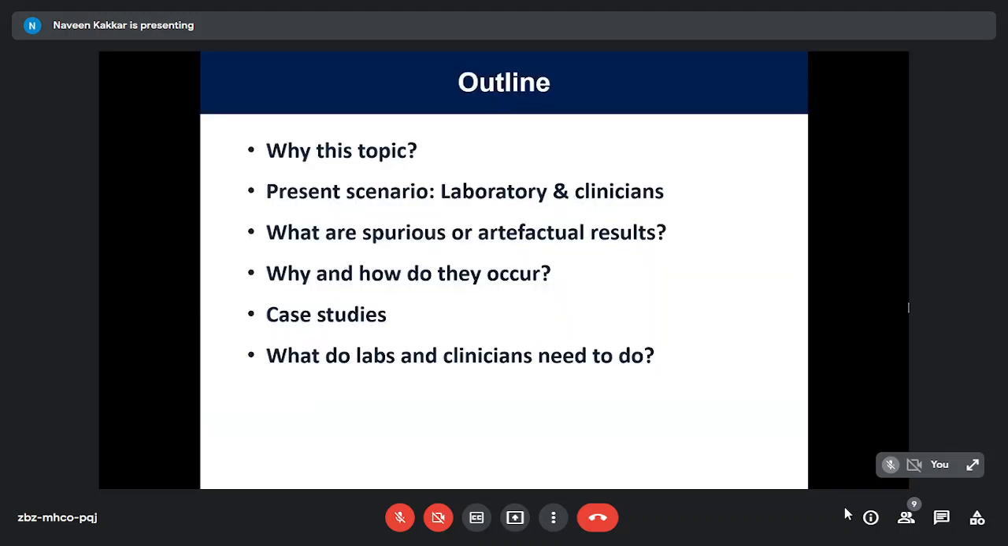So the outline: why this topic? What's the present scenario between the laboratory and the clinicians? How do we interact? What are spurious or artifactual results that this talk is all about? Why and how do they occur? And I'll take you through 13 case studies to make you understand what are the problems that we can anticipate. And remember, there are about 60 plus artifacts available, maybe more, but we'll look at more frequent ones. And what do the labs and clinicians need to do regarding these?